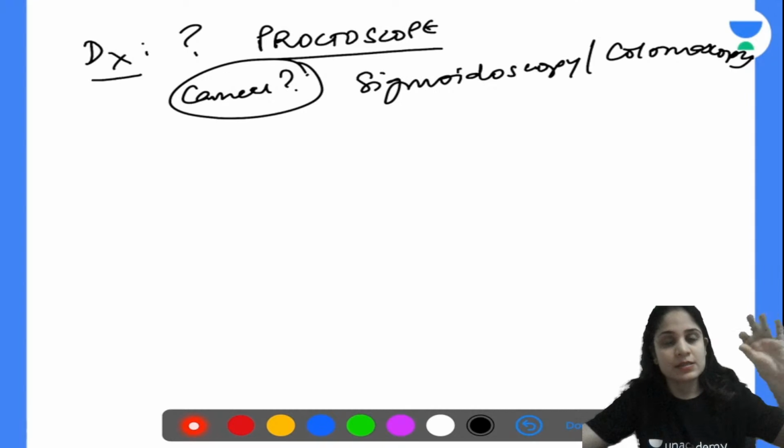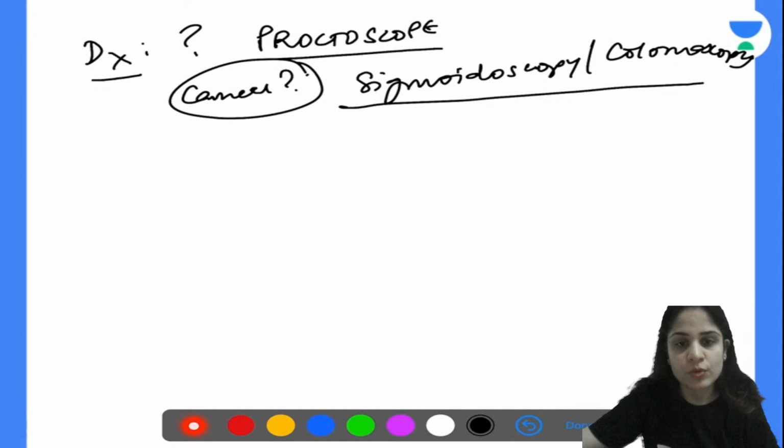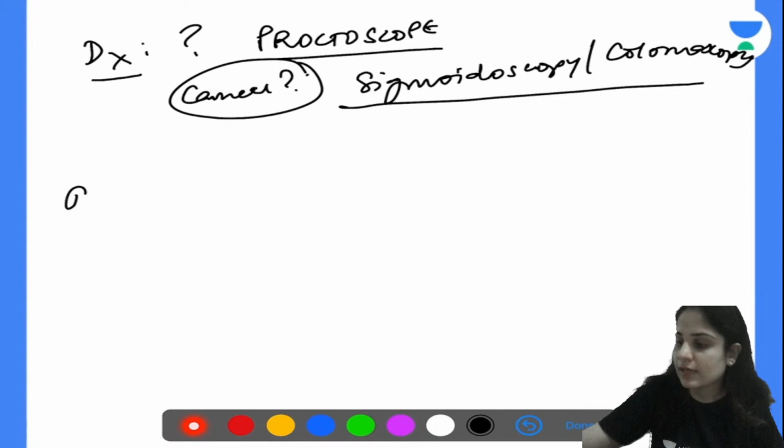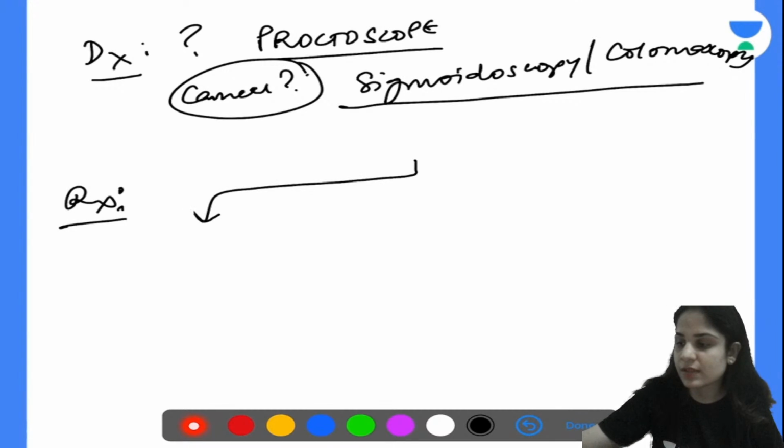PR bleed is not something that is extremely simple as hemorrhoids in every other person, but it can also be CA rectum or anal canal or colon. Okay. So in that case, you should go ahead with the sigmoidoscopy or colonoscopy. Now, treatment for hemorrhoids. Can anyone tell me what is the treatment? What is the non-surgical treatment and what is the surgical treatment?